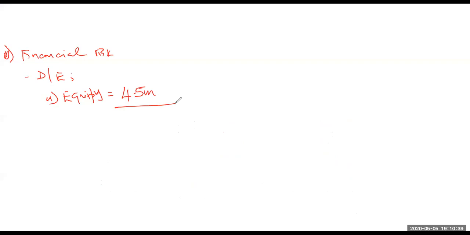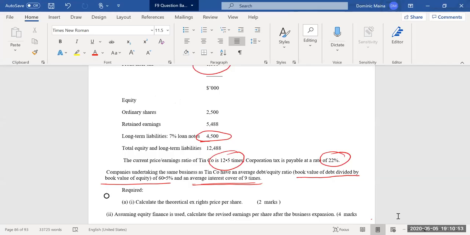But equity is now going to increase, because we are financing the expansion cost, the 2 million, by the issue of shares. So currently, the company has an equity position equal to 2.5 plus 5.4 million. 2.5 for the shares and 5.4 for the retained earnings, to give us the current equity of the company.